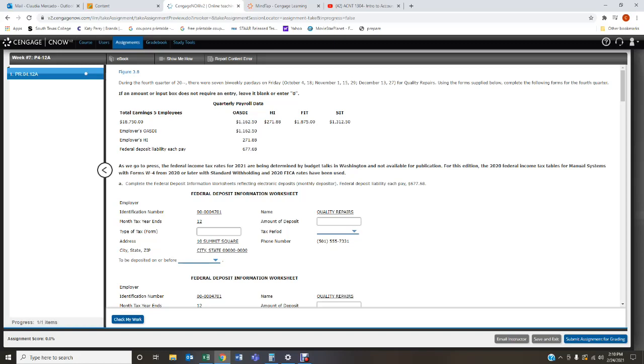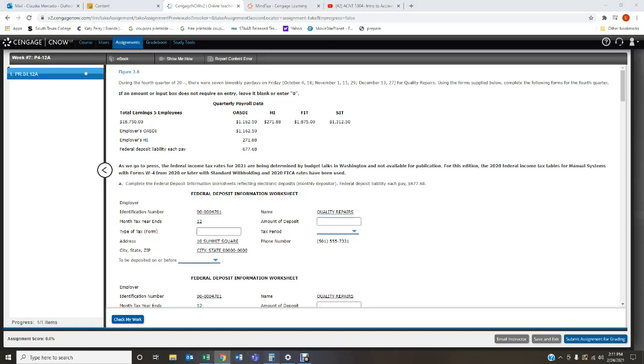The forms are already pre-filled for you. They've got the identification number, the name of the company, the month tax year ends, which is 12 months. Now we have to figure out the amount of the deposit. The problem says that the federal deposit liability each pay period is $677.68.